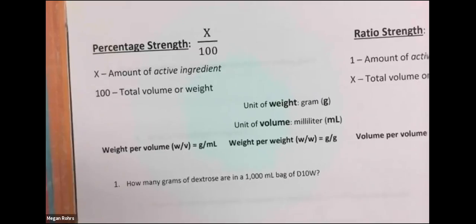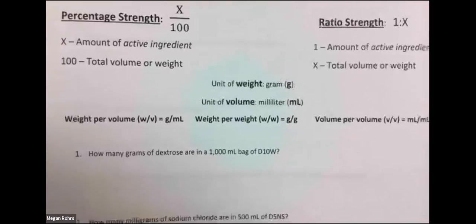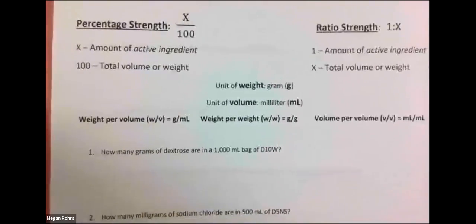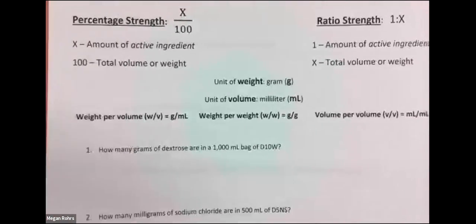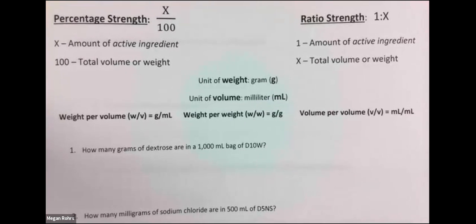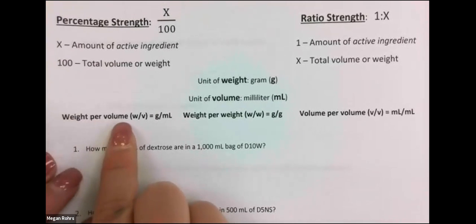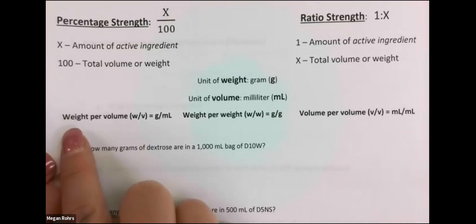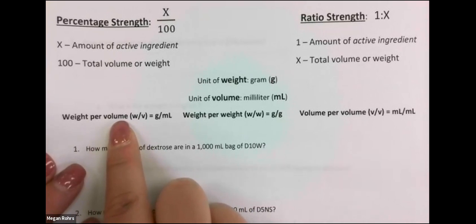Now, some things that we have to consider. Depending on the type of drug that we're looking at, we can have one of these three options here. For example, if we are looking at an IV solution, usually the active ingredient that has been dissolved in that solution was a powder, and then the total volume that it's being put in is a liquid. So that would be an example of a weight per volume, where the weight was actually some sort of powder put into a volume, which is a liquid, okay?